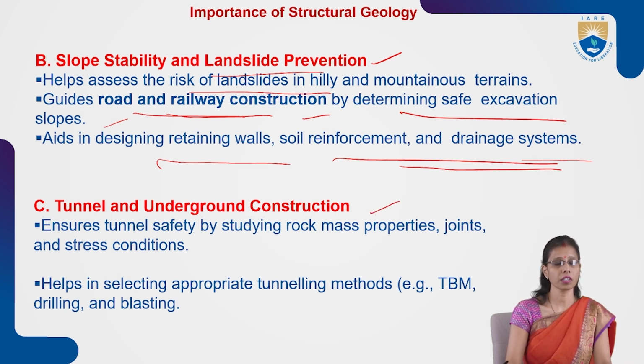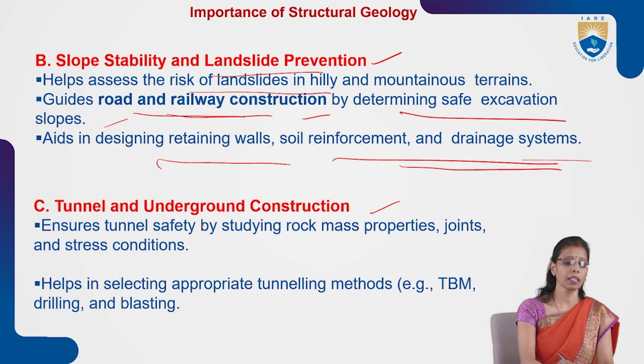Now, tunneling and underground construction. When a civil engineer goes for the tunneling process, it has to go through many different kinds of rock. Tunneling is a process where they cut the rock and try to make tunnels underground, and inside they try to make the railway tracks or roadways. So tunnel and underground construction ensures the tunnel safety.